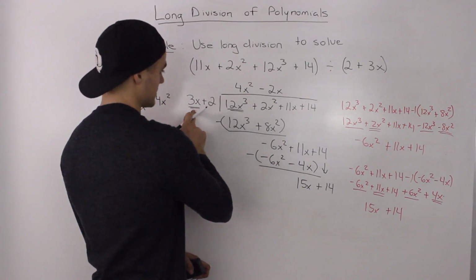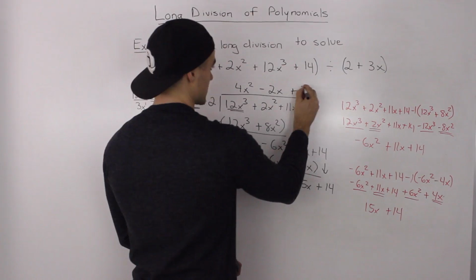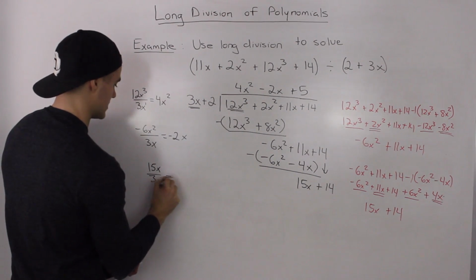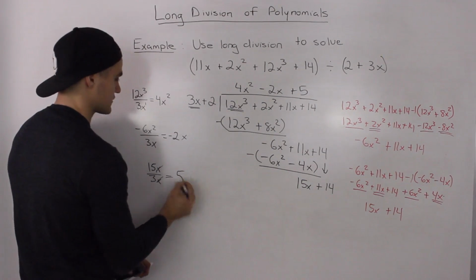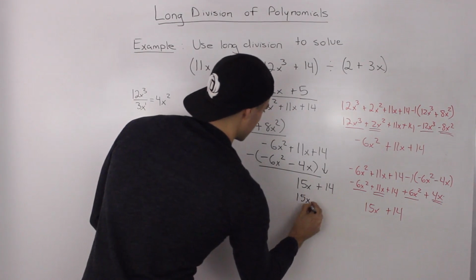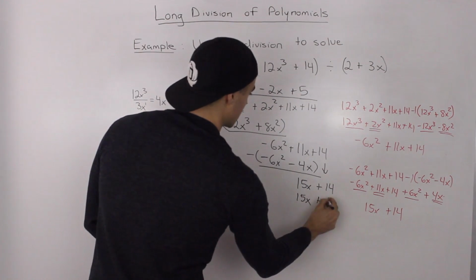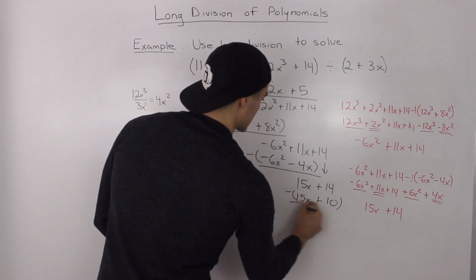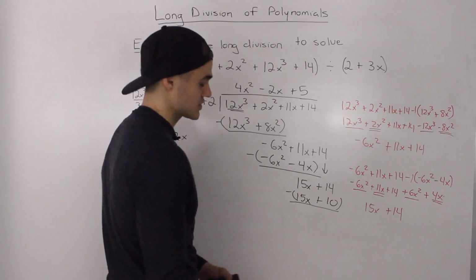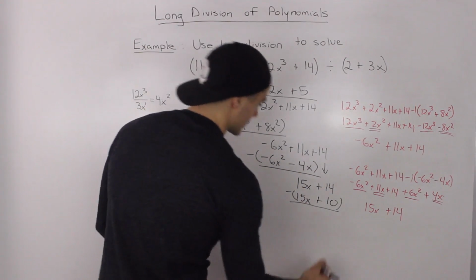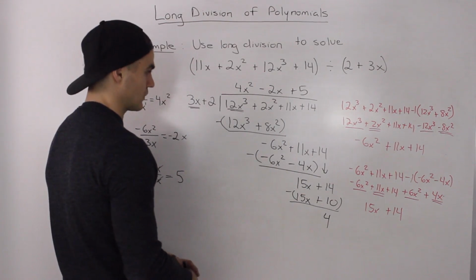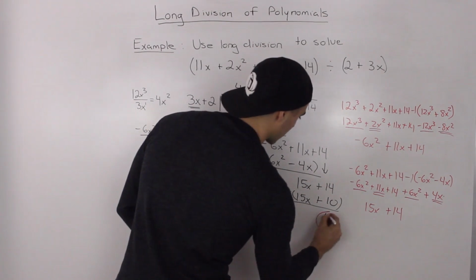And then we just see how many times does 3x go into 15x. Well, that goes in 5 times, right? Because 15x divided by 3x, the x's cancel out. 15 divided by 3 is just 5. So then 5 times 3x plus 2 is 15x. 5 times 2 is 10. And then when we subtract these, I'm not going to do it on the side again. You can do it on the side just to double check. 15x minus 15x, that's just 0. 14 minus 10 is 4. And 3x plus 2 cannot go into 4, so 4 ends up being our remainder.